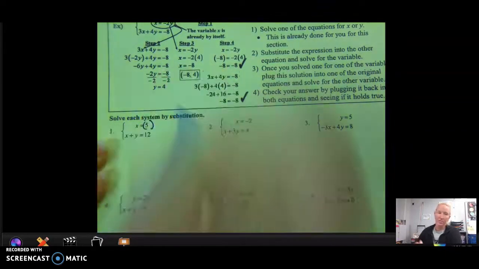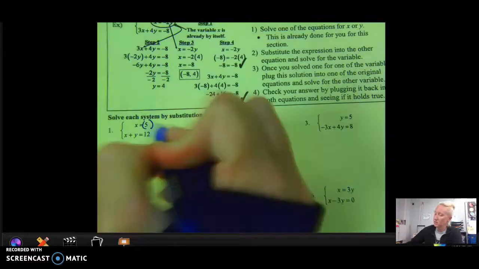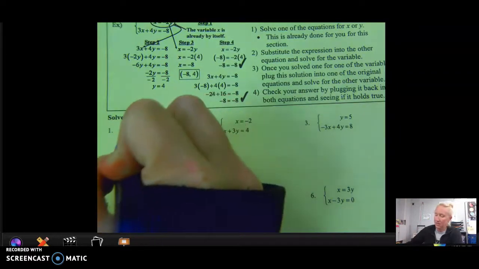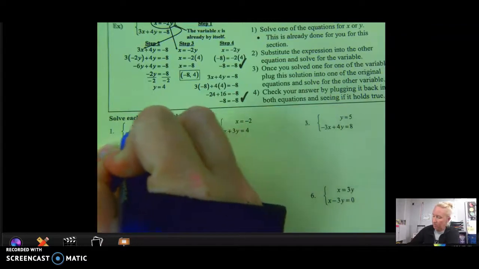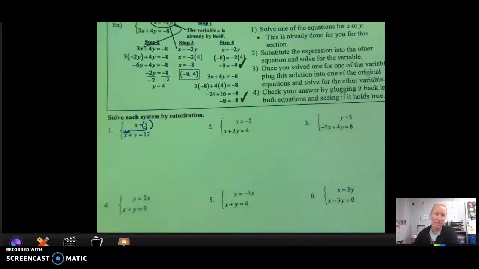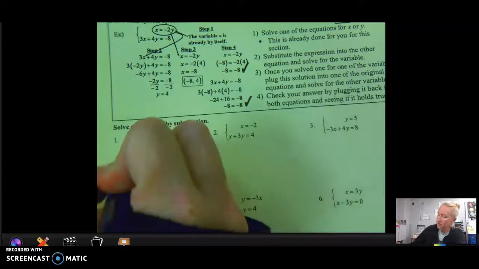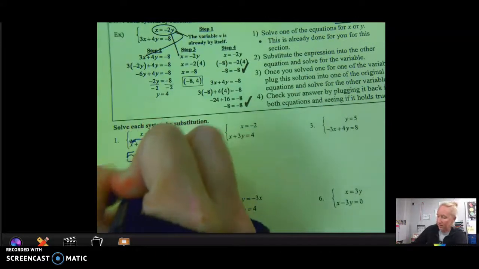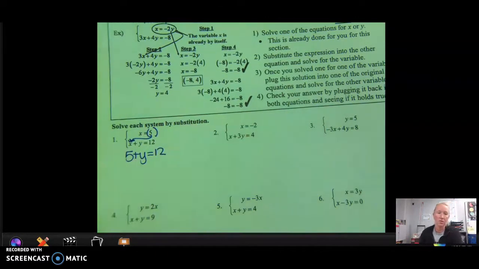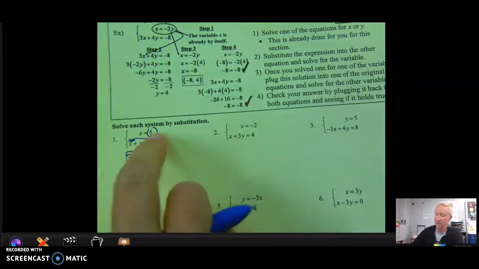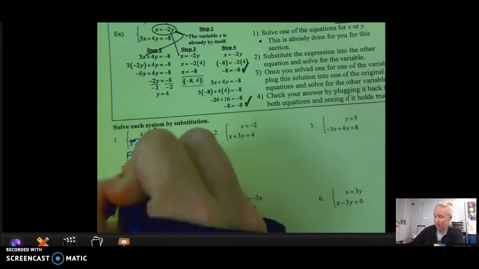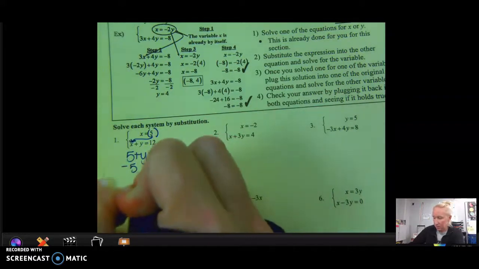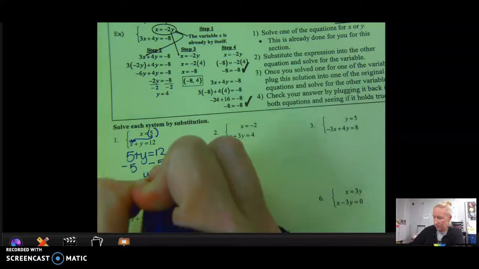So they got the variable x by itself, and x equals 5, right? So what you're going to do is take what x equals, and plug that in for x in the second equation. So I know x equals 5. I'm going to plug in what x equals into this equation. So now I'm going to say 5 plus y equals 12. I took out that x and plugged in what x equals. To get y by itself, I subtract 5 from both sides. So I get y equals 7.